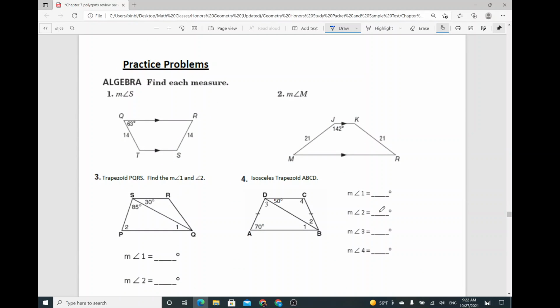So practice. Find each measure. This one is 63 degrees, the base angle. Find the measure of angle S. We do know that these two angles have to be congruent. So let's find the supplementary angle here: 180 minus 63. Then that'll be 10 minus 3, 7; 7 minus 6, 1. So 117 degrees. This angle is 117 degrees.